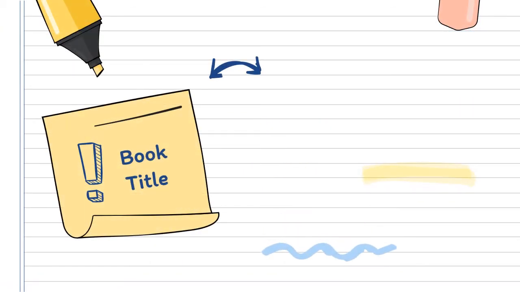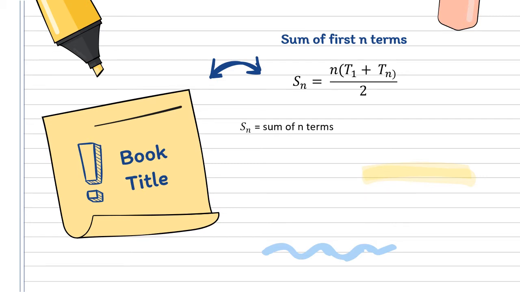Next, the formula to find the sum of the first n terms. We have Sₙ = n × (t₁ + tₙ) / 2. So Sₙ is the sum of n terms, n is the number of terms, t₁ is the first term, and tₙ is the nth term in a sequence.